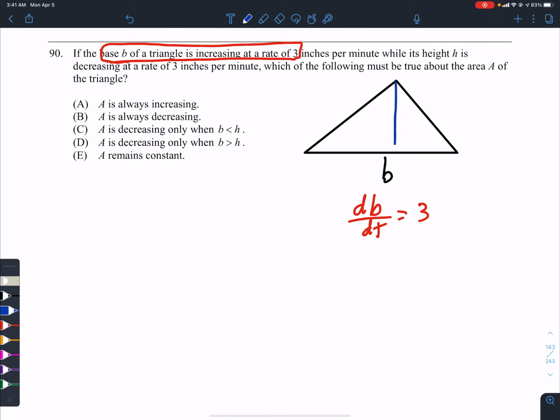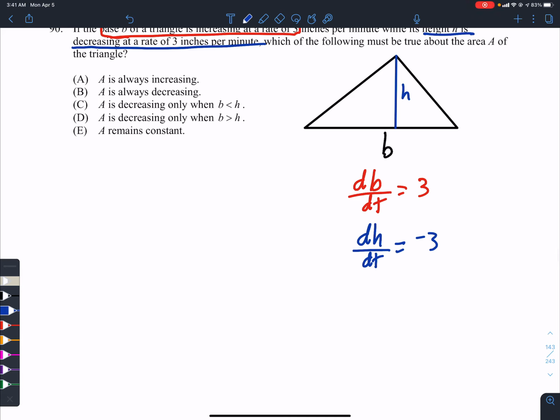That should have produced a line. Okay, that's the height. The height is decreasing at the rate of 3. So the change in the height as time changes is decreasing, so it's going to be negative 3. So they want to know something about the area of the triangle. So they want dA dt.